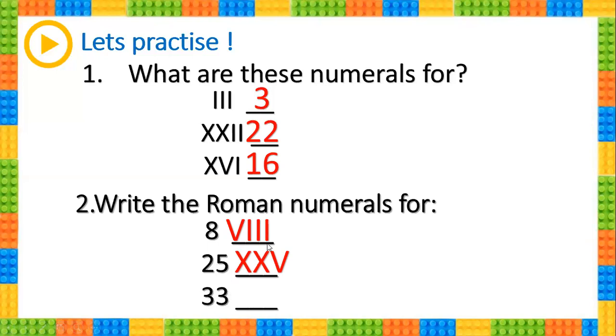33. So how many 10s do we have here? 1, 2, 3, and 3. For 3, we will put 3 lines, 3 I letters. So 10 plus 10 plus 10 is 30, and plus 3 makes 33.